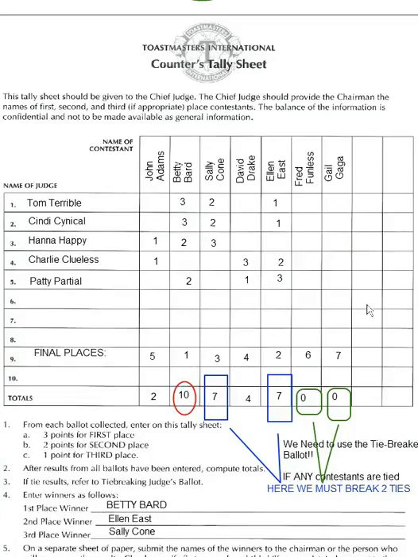That allows us to get the final position of all contestants. Betty Bard untied at first place. Ellen East won the tiebreaker for second, followed by Sally Cohn, who was tied for second but ranked lower on the tiebreaker's ballot, so she gets third.